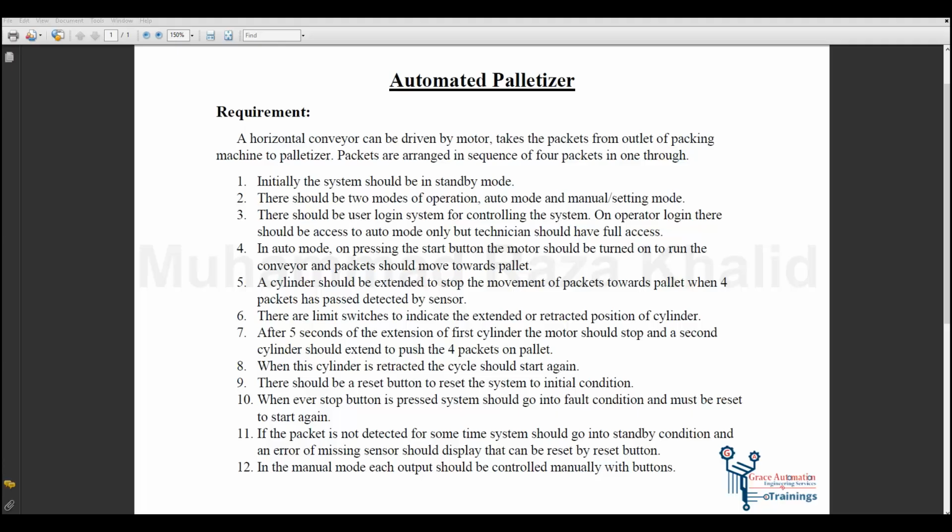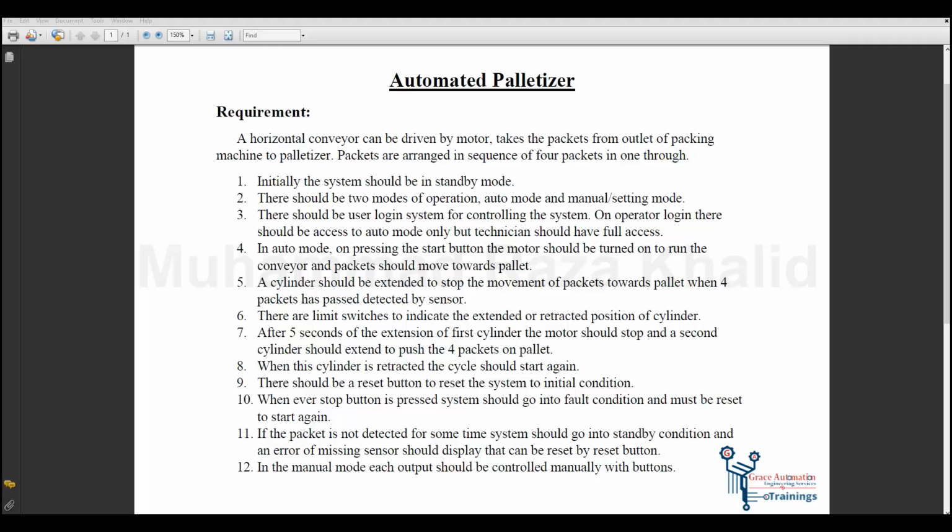In this video, I'm going to share with you one of our recent projects in which we developed an automated palletizer system in which the boxes coming out of packing machine were arranged on a pallet. So firstly, we created a demo of the project on HMI screen and then implemented that.